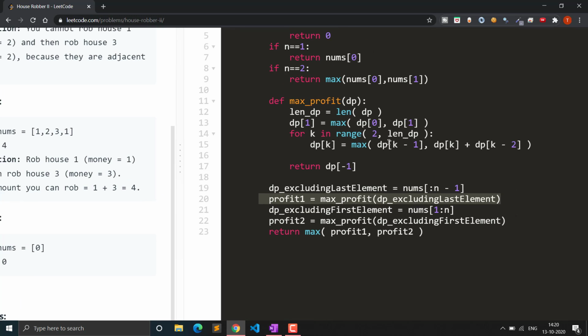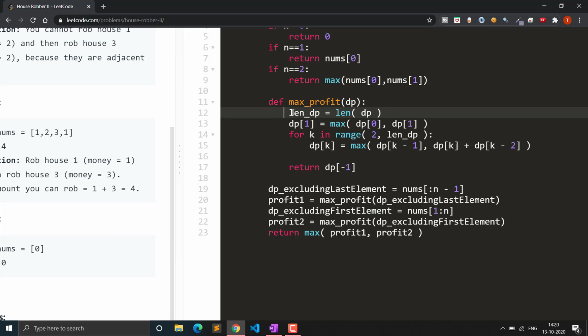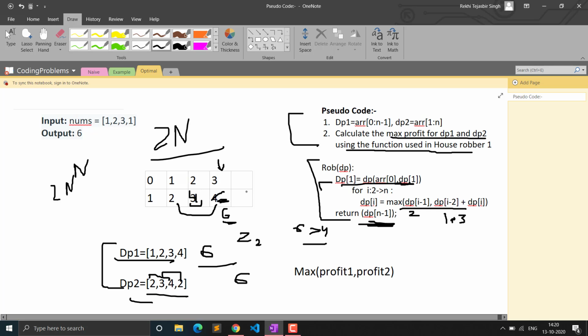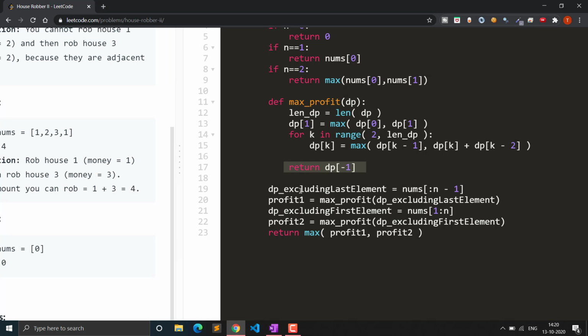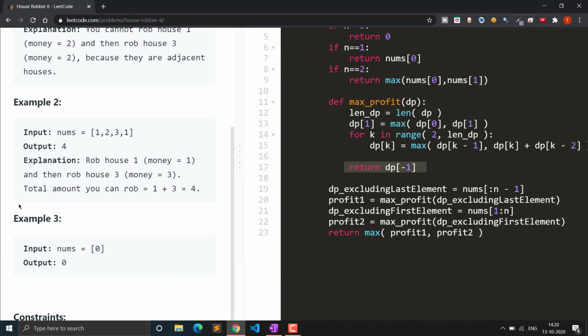Then we calculate the profit for this array using the function which I have taught you. It takes the length of the DP array, then we initialize the first index, which will be the max of the 0th index and the first index. Then we run the loop from the second index till the nth value. We check whether the previous value is greater, or the current value plus the previous-to-previous value is greater. We keep updating the profit accordingly, and then we return the ending index. In Python you can simply return DP of -1. You will end up returning 6 here. That will be the maximum profit if we include the first and exclude the last element.